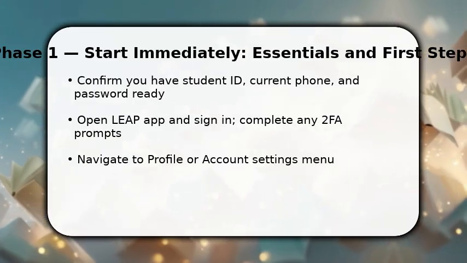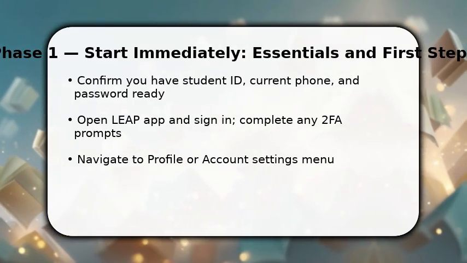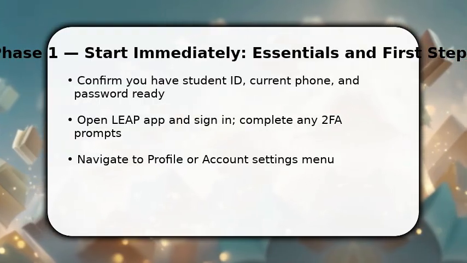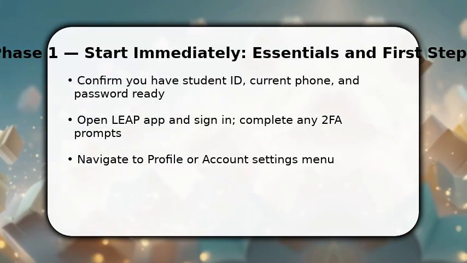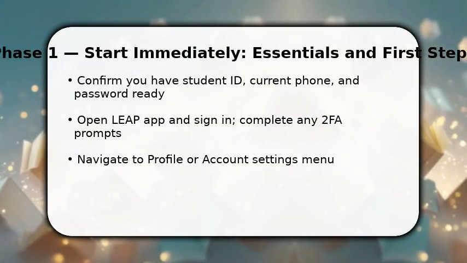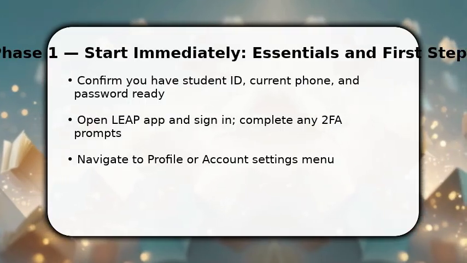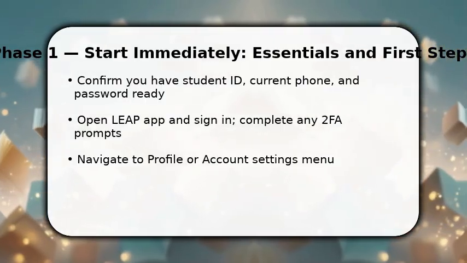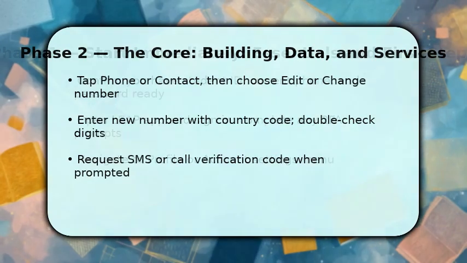Once signed in, tap the profile or account settings icon. This is the path to editable contact fields. Make sure you use your student ID and password, because changing a phone number requires verified identity to prevent unauthorized updates. You will now edit the phone field step by step.